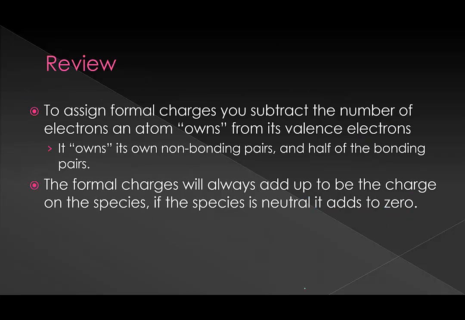So to assign formal charges, you subtract the number of electrons that an atom owns within the molecule from its original valence electrons. To do this, you count up non-bonding pairs and half of the bonding pairs. Your formal charge is always going to add up to be the charge of the species. So if the species is neutral, it adds to be 0. If it's an ion, it adds to be the charge on the ion.